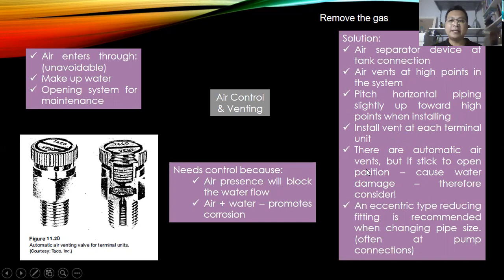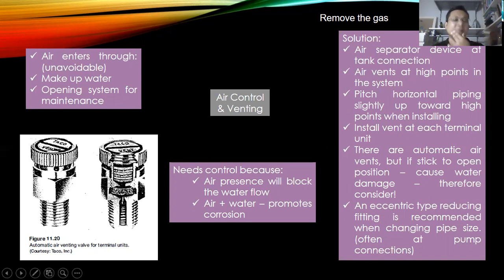There are automatic air vents, but if one sticks in the open position it causes water damage, so this should be considered. It should be automatic; we can design it to open automatically. An eccentric type reducing fitting is recommended when changing pipe size. Okay, we need control because air presence will block the water flow.